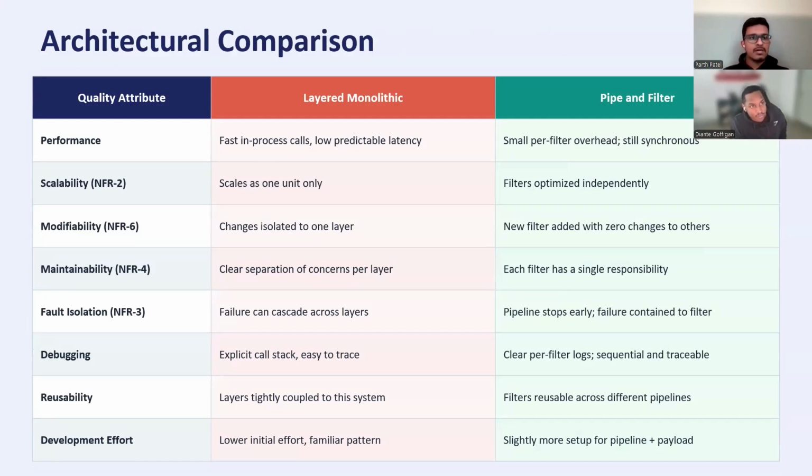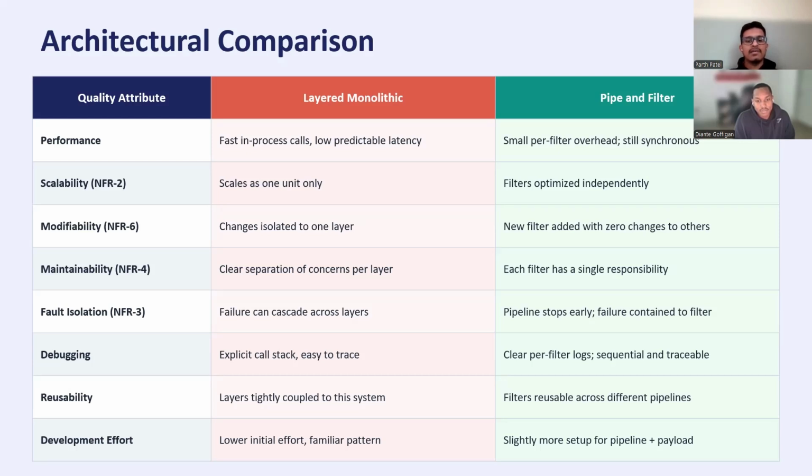So, both the architecture styles. Here is the side by side comparison against our quality attributes, starting with performance. Both architectures use synchronous calls, so neither has a significant advantage here. Both architectures' latency is around 10,500 milliseconds in our testing.